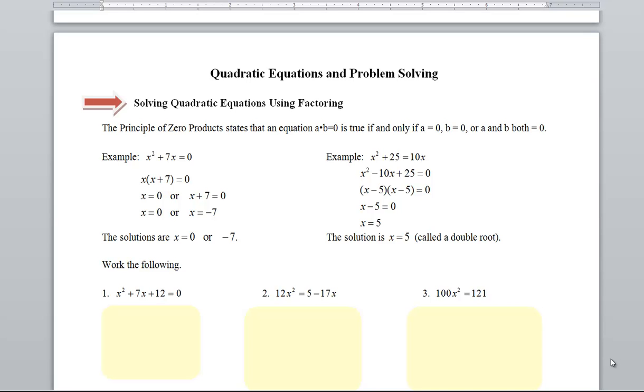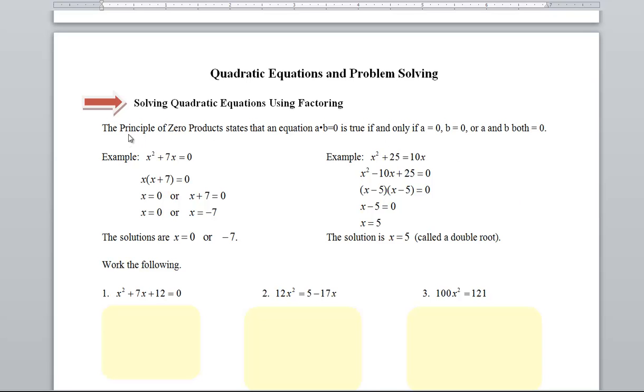In this video we're going to be looking at quadratic equations and problem solving. Actually, we'll be looking at 2 of 4 different ways to solve a quadratic equation in this particular video. The first way we're going to look at is using factoring. Solving quadratic equations using factoring.